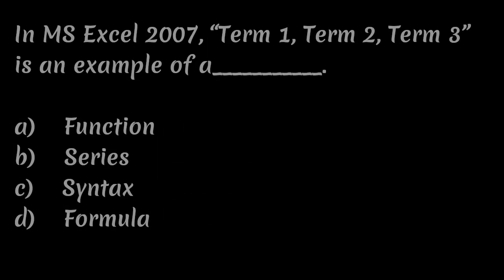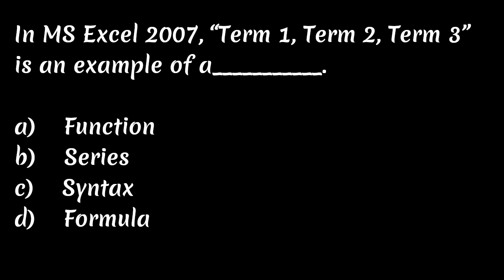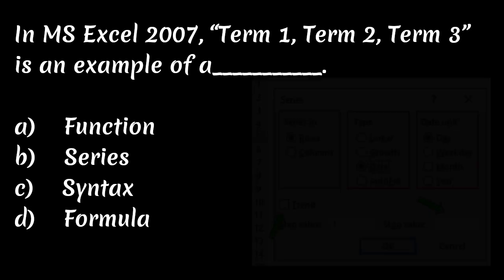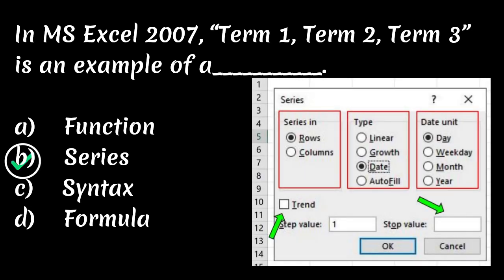Question 2. In MS Excel 2007, Term 1, Term 2, Term 3 is an example of A. Function. B. Series. C. Syntax. D. Formula. Answer B. Series.